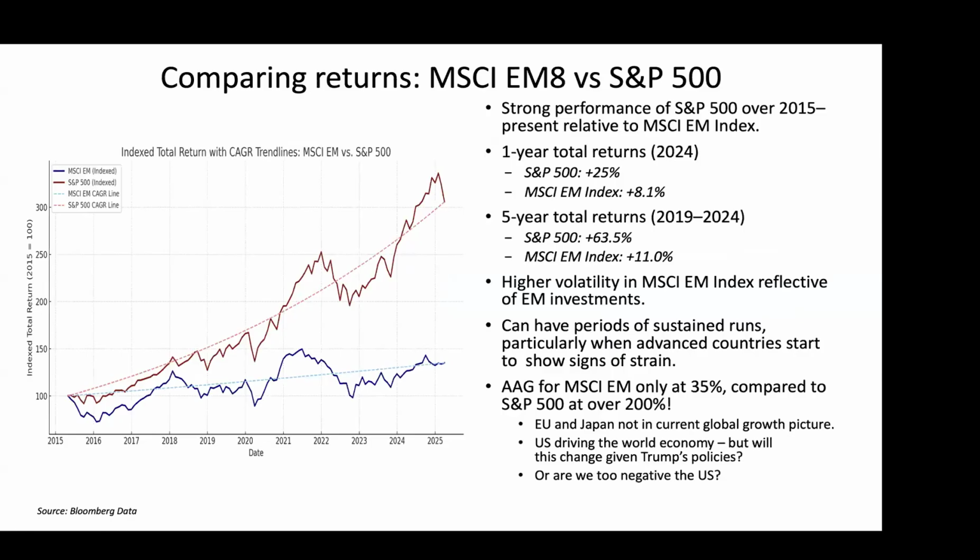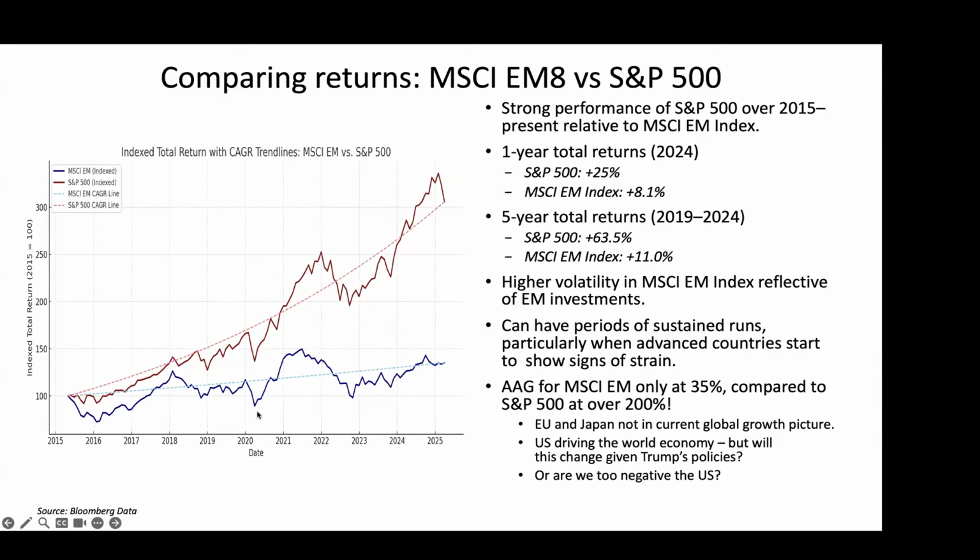So I wanted to turn to the EM8 versus S&P 500 comparison that I alluded to earlier in those equity valuations, right? Now, if you take this data here from 2015, so the last decade, it's a very clear case for both the 1-year and the 5-year returns for the S&P 500. So 25% returns on a 1-year basis compared to 8% for the MSCI EM, that's the blue line. Likewise, on the 5-year return, 63% versus 11%, right?